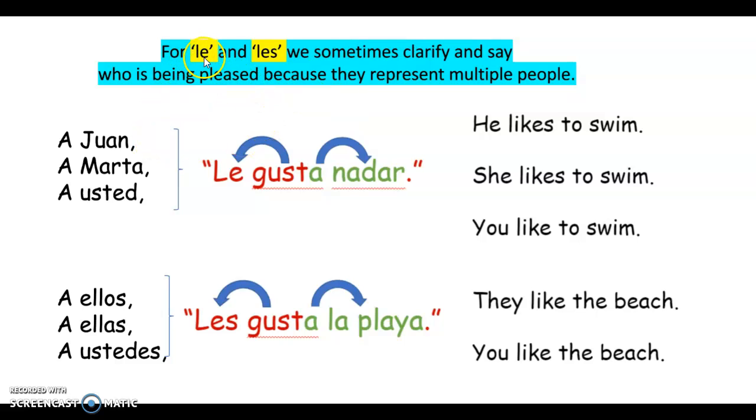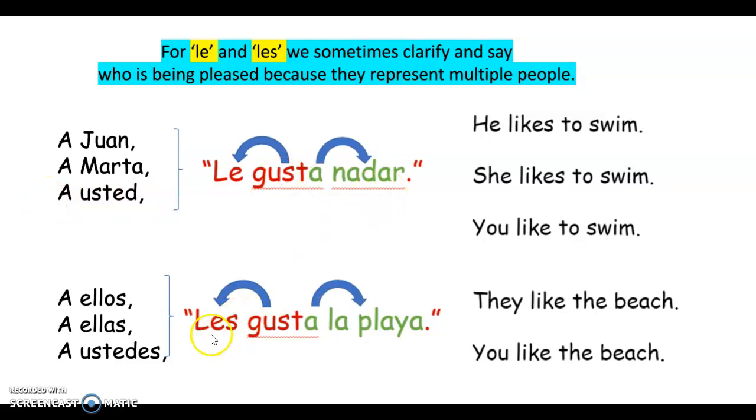For the first part, le and les, we sometimes have to clarify because they represent multiple people. For example, if I say le gusta nadar, well, who likes to swim? It could be he likes to swim, she likes to swim, or you formal. So we sometimes clarify. A Juan le gusta nadar. A usted le gusta nadar.